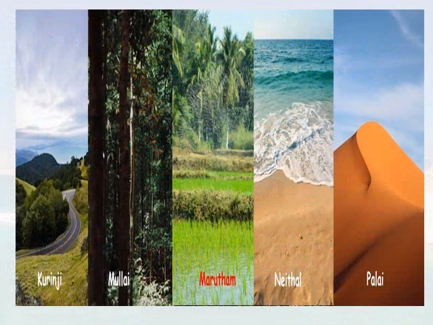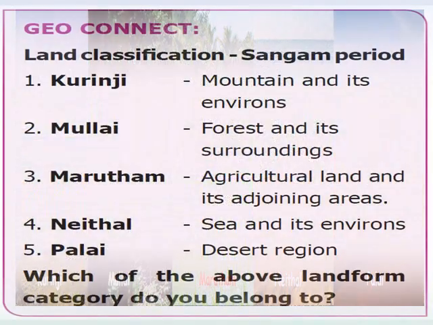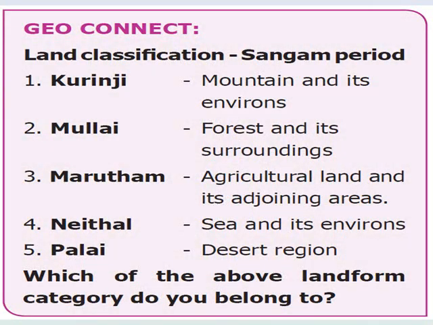Dear children, do you recognize the pictures? Yes, that is our landforms during the Sangam age. Kurinji, Mullai, Marudam, Neidal and Palai. Dear children, Kurinji is mountain and its environment. Mullai is forest and its surroundings. Whereas Marudam is agricultural land and its adjoining areas. Neidal is sea and its environment. Palai is a desert region.